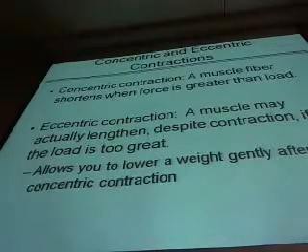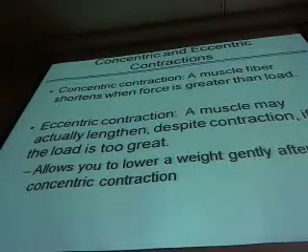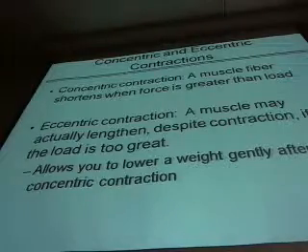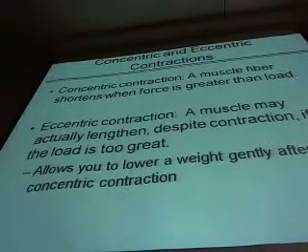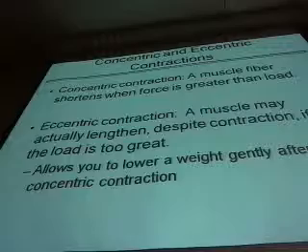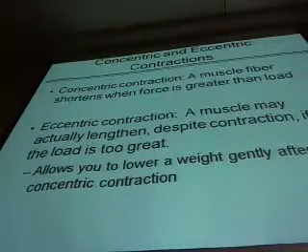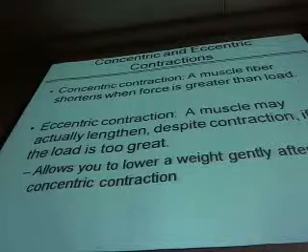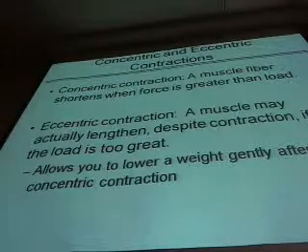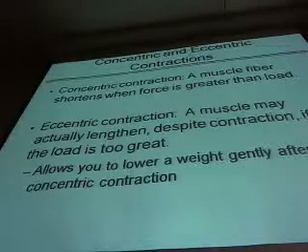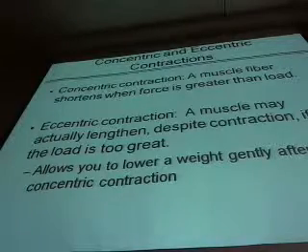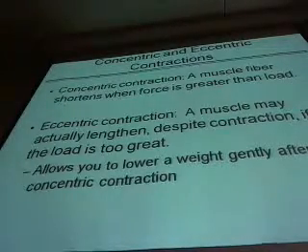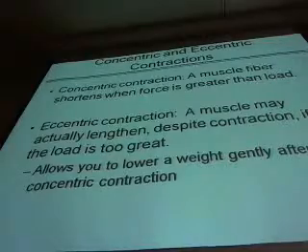An eccentric contraction is where the muscle may actually lengthen despite the contraction. This is the type of contraction you would use if you were setting a very heavy object down gently. Your muscles are still contracting, but they're actually lengthening, and that allows you to lower a weight.